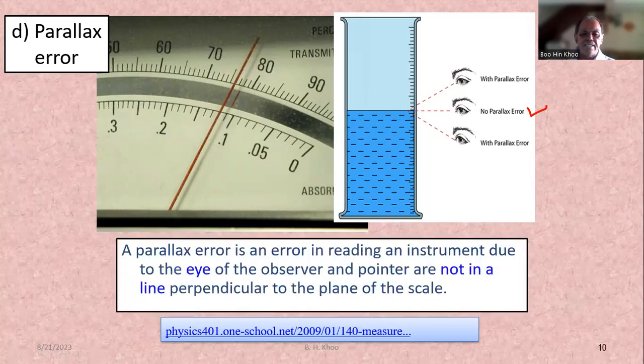Parallax error is an error in reading an instrument due to the eye of the observer and pointer not being in line perpendicular to the plane of the scale. Right? So you have to put your eye so that the pointer hides its image.